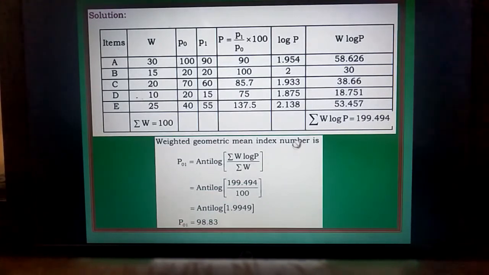Formula we know already. Then substitute antilog as it is. Sum of W log P is nothing but 199.494. Sum of W is nothing but all these values summed, which is nothing but 100. So antilog of 1.9949 we are left with. You know already to calculate antilogarithm values also. So based on that knowledge, when you calculate antilog of 1.9949, you are going to get 98.83 as the price index number calculated.